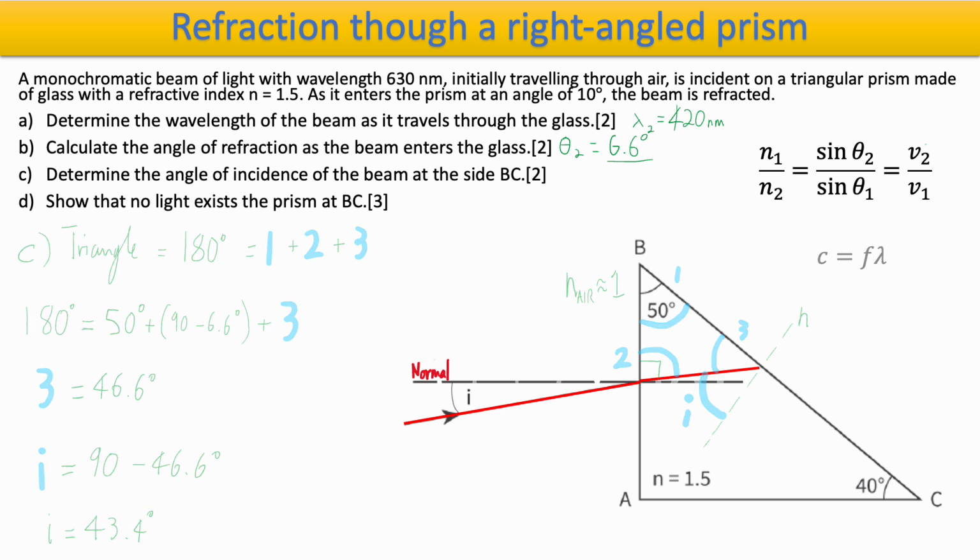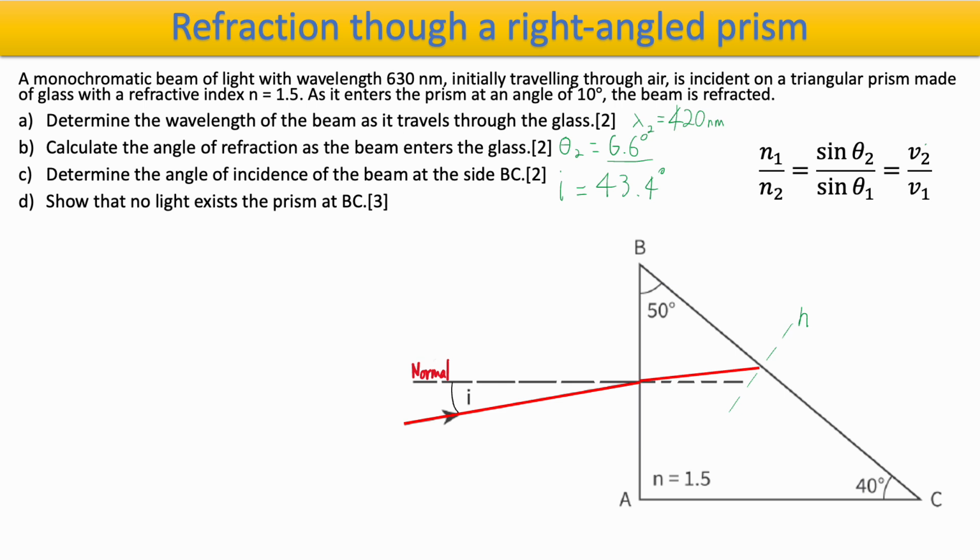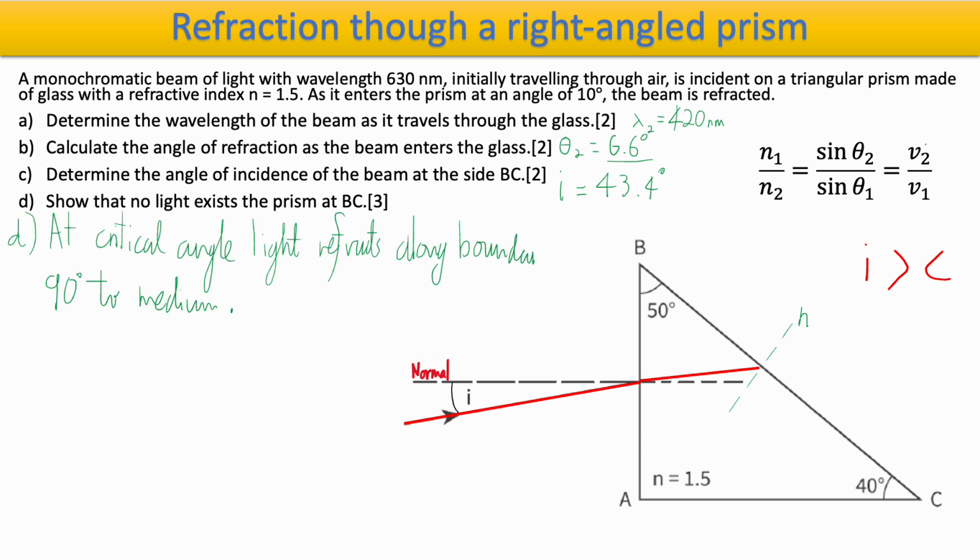Alright, next up, we need to show that no light will leave the prism. So if it is less than the critical angle, what we should see is that ray would come out like so, refracting out of the prism. However, if the angle of incidence is greater than the critical angle, you'll get total internal reflection. At the critical angle, it would go right down the medium here. But if I is greater than C, then we are looking at total internal reflection.